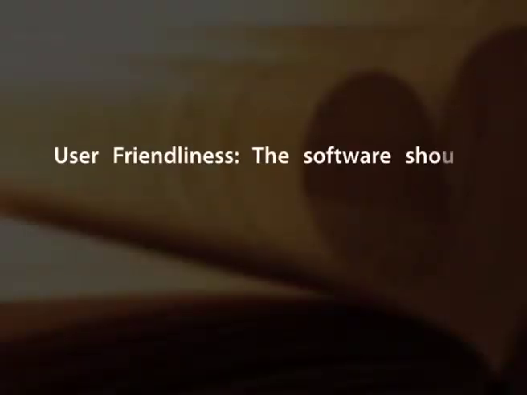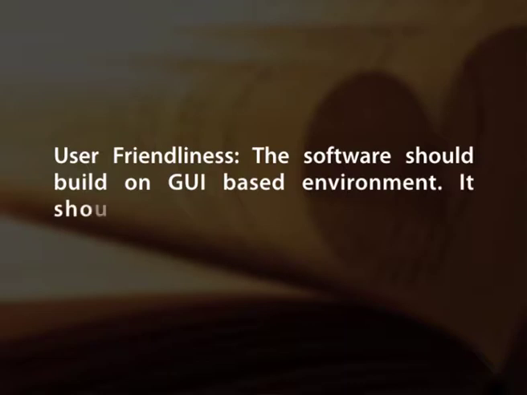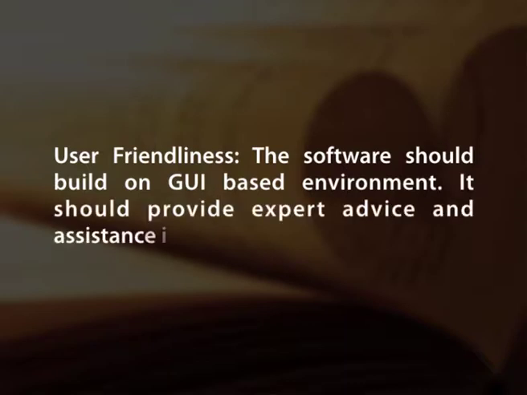H. Debugging facility. Debugging facility and scope of proper error messages while executing the software are to be ensured. I. User friendliness. The software should be built on a GUI-based environment. It should provide expert advice and assistance in performing any task. It should empower the experienced user with shortcuts and the inexperienced user with menu-driven icons, dialog boxes, etc., giving clickable access to the software. The software that is built on other platforms should also have a mnemonic-based command.